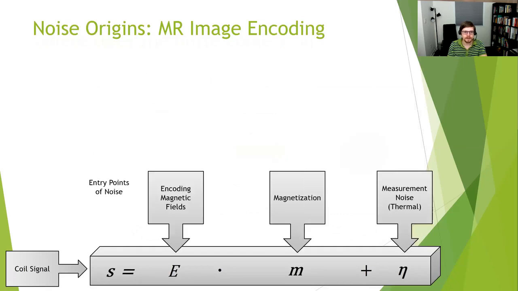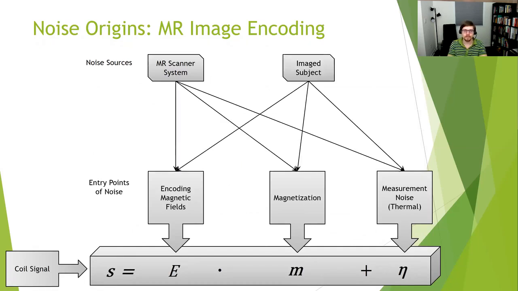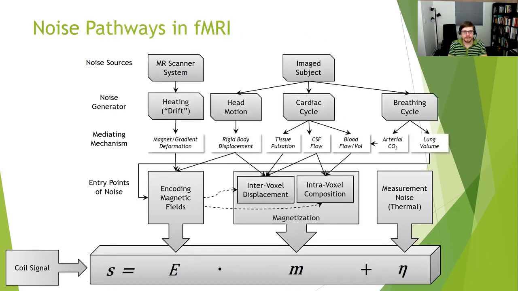And this noise stems from two main sources. One is the MR system, the scanner, and the second one is the imaged subject. And unfortunately, each of those can affect all these entry points of noise. One example for thermal noise is that there are ions in the subject that move around, but there are also electrons in the coil that move around, and they both create thermal noise. In practice, the generating effects and the mediating mechanisms that lead from these noise sources to the actual entry points of noise are manifold, and we'll go through some of them over the next slides.